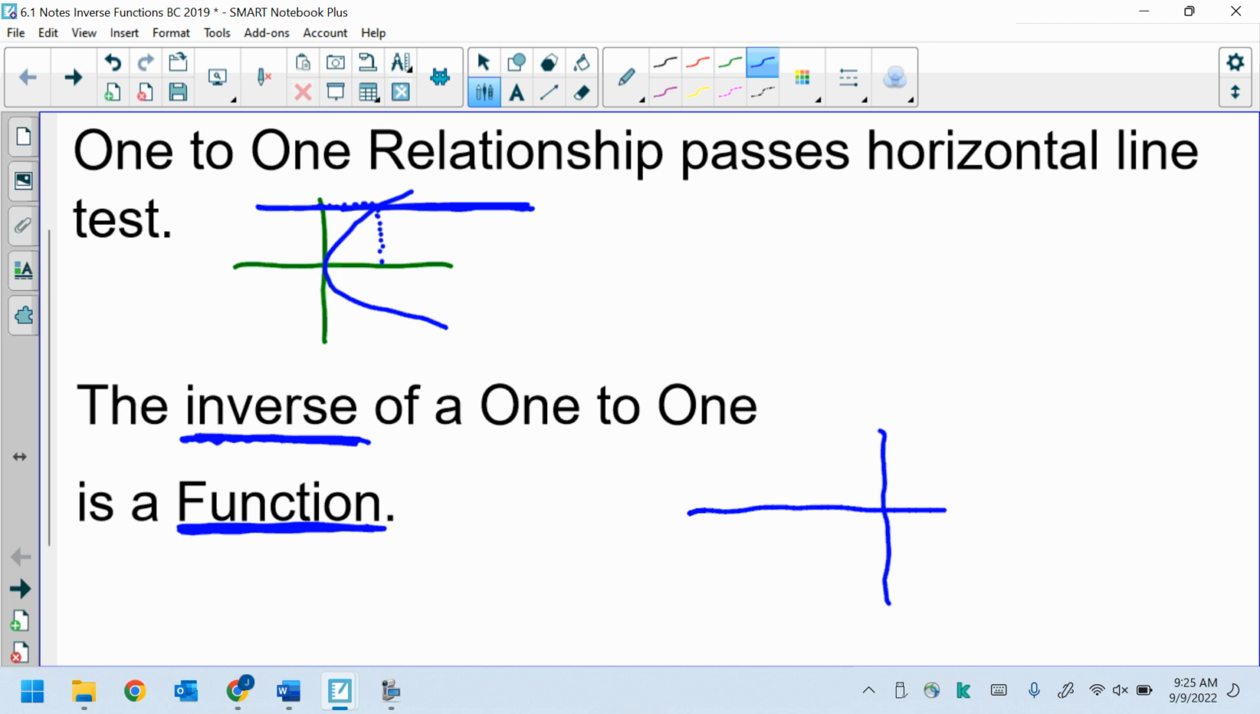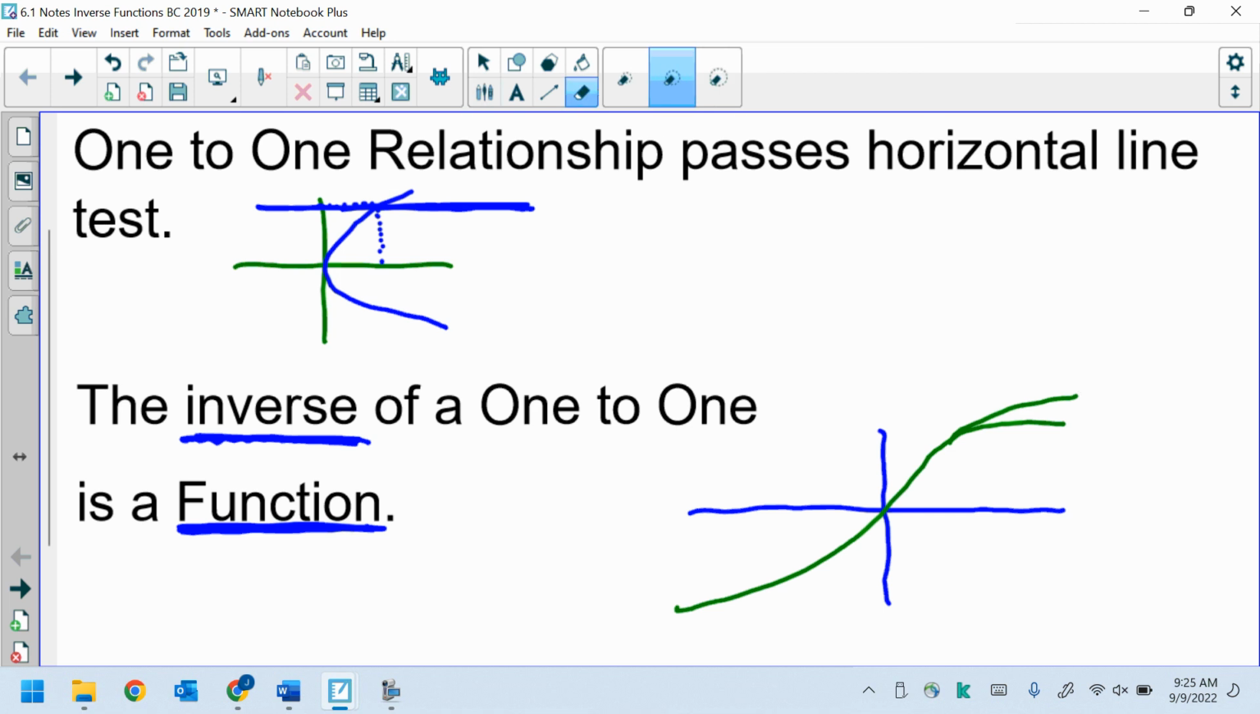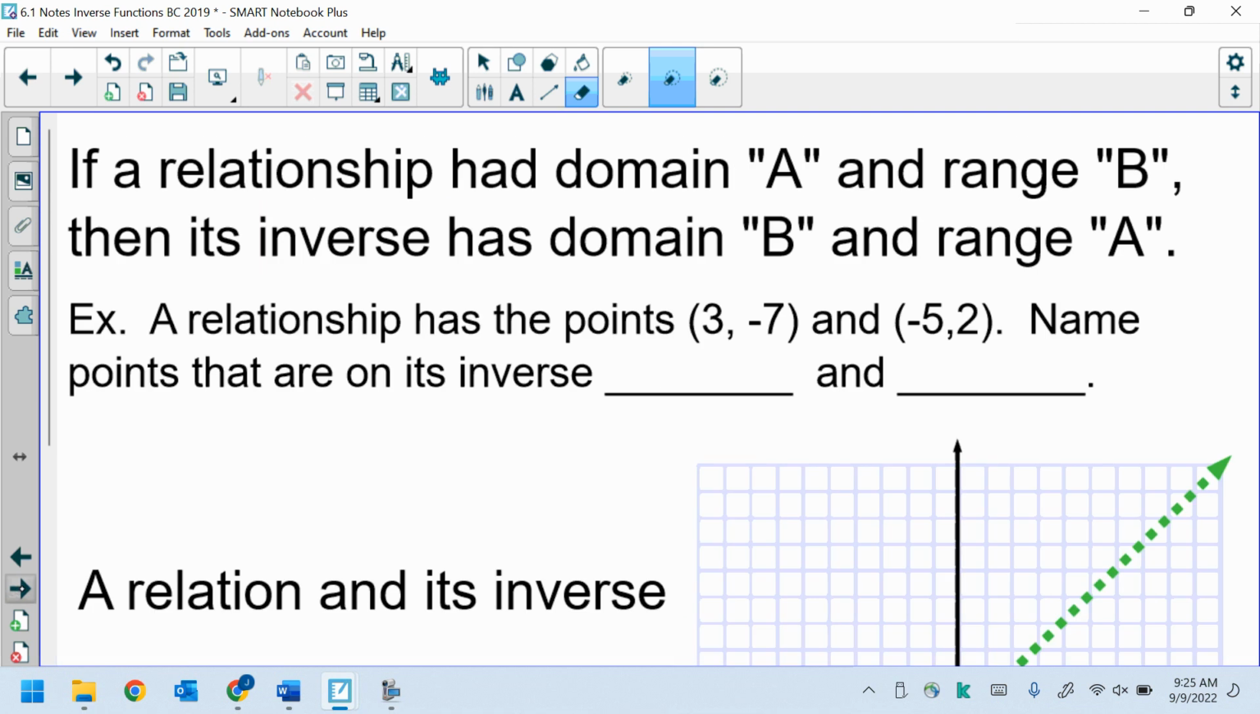What about like cube root of x? If I drew cube root of x, would that pass the horizontal line test? Shouldn't have made that look so horizontal up there. Actually, should have climbed a little bit. Does that pass the horizontal line test? Sure it does. Does it pass the vertical line test? Yes, it does. So something can be both. But the inverse of a one-to-one is a function, and I do believe that the converse of that is true.